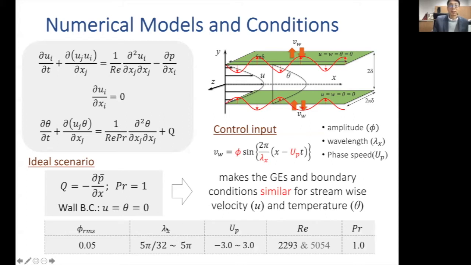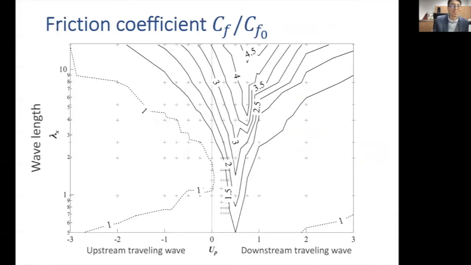And we systematically change lambda x, which is the wavelength, and also the phase velocity UP. We did approximately 350 cases, a lot of DNS. Now, this is a summary of our results.